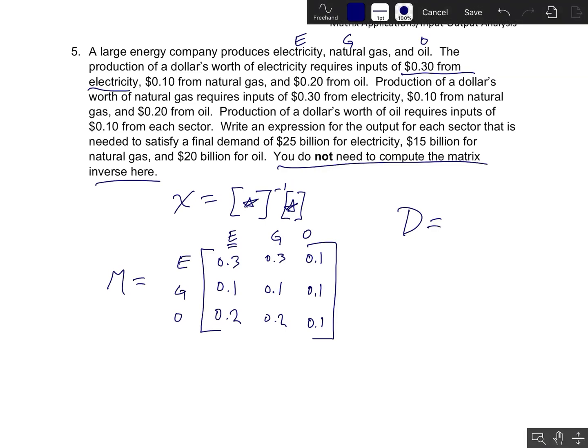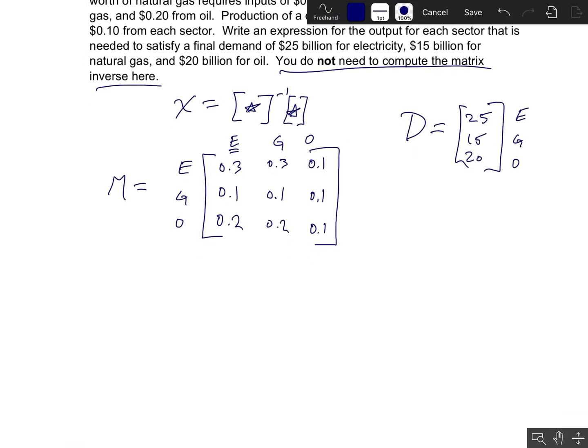And the last part says that we want to write an expression for the output from each sector that's required to satisfy a final demand of 25 billion in electricity, 15 billion in gas, and 20 billion in oil. So in this case, we didn't have to be super careful. In all of these sentences, electricity came first, and then gas, and then oil. But it's possible that these might be permuted in some way, so you do have to be a little bit careful that you're always using the same ordering for your industries. Here, the ordering that I chose was electricity, then gas, then oil. So if any of these are mixed up in the prompt, it's your job to reorder them so that everything is in the correct column or correct row.